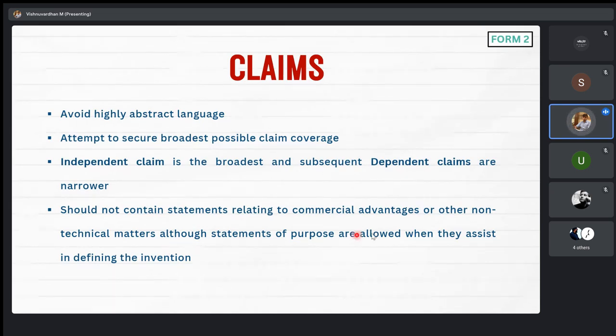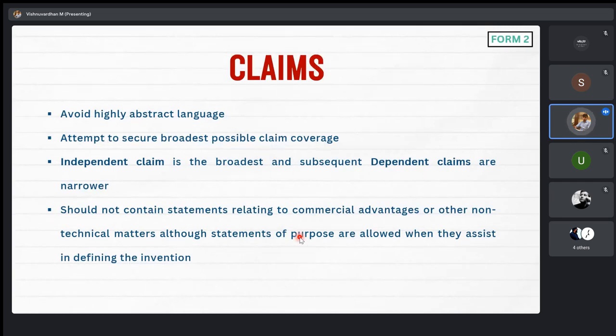Statements of purpose are allowed. As in, if you're saying that the intended purpose of this is to be utilized as a mode of relaxation, or something to be utilized by students in a school, or for people to sit on in vehicles. So for a chair, that's what I'm talking about. So purpose is allowed in a claim. Nothing to worry about.